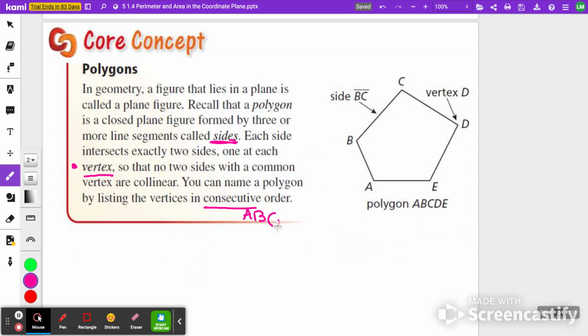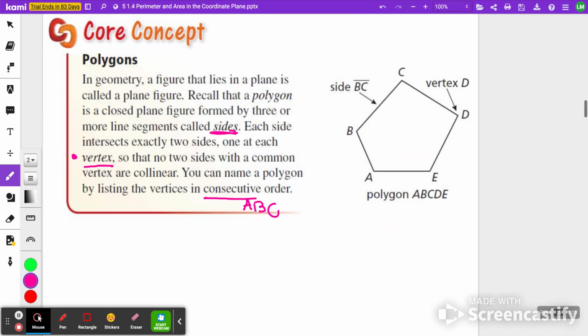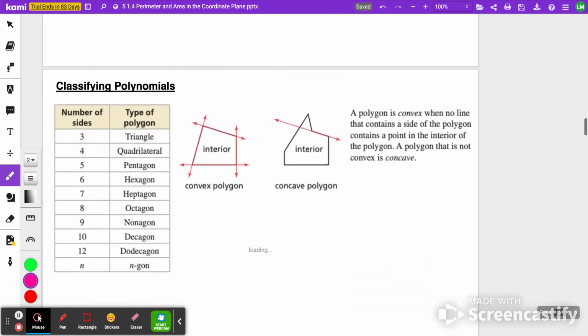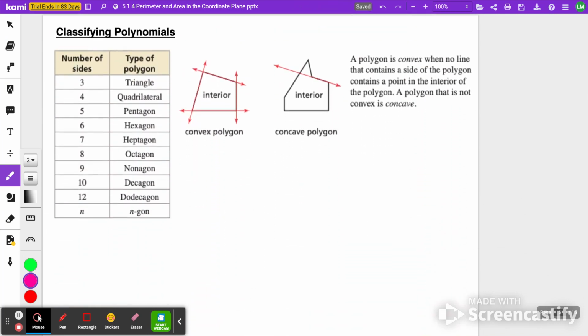Or when you're trying to compare 2 or more polygons, that is when you're going to match up the first letter of this polygon with the first letter of the other congruent polygon. If needed, pause here, make sure you have all your notes filled in, and when you're ready, click play to go on. A few other ways we want to classify polygons is by their sides.